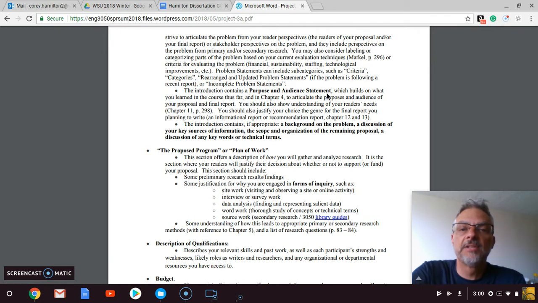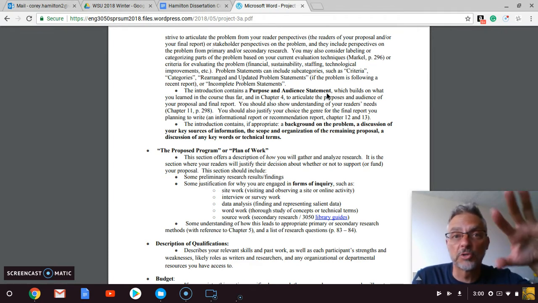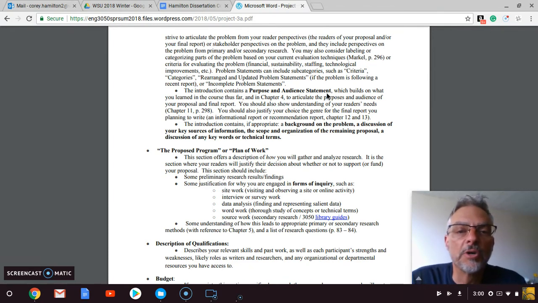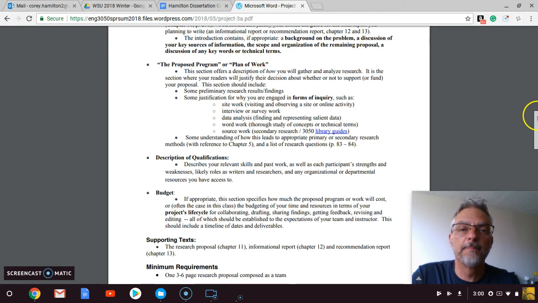Lastly, the introduction contains, if appropriate, background on the problem, discussion of your key sources of information, scope and organization of the remaining proposal, like a foreshadowing, if you will, any keywords or technical terms, and then you go right into the plan of work. All right, this is the meat and potatoes here, right?